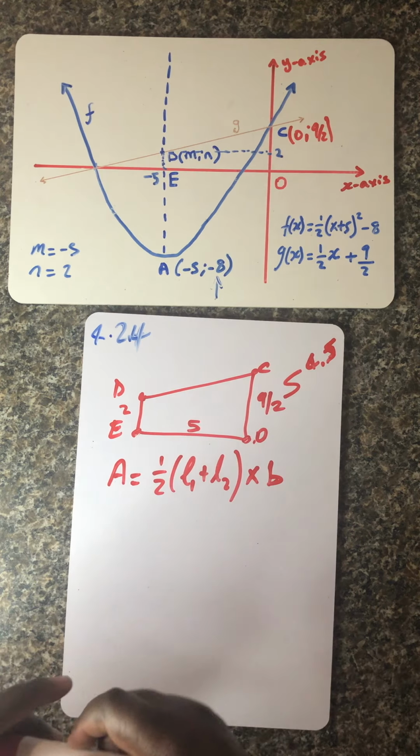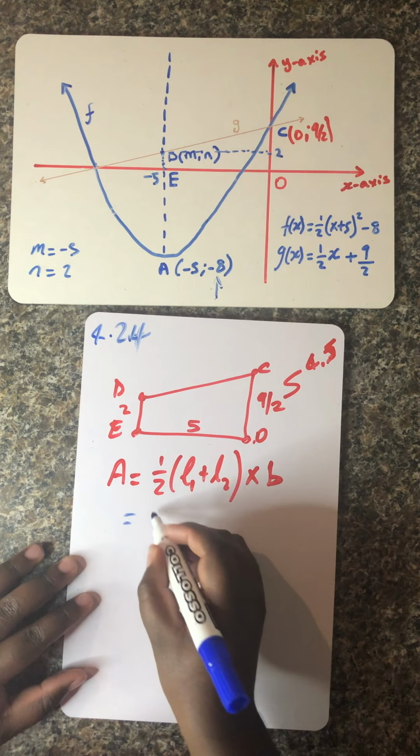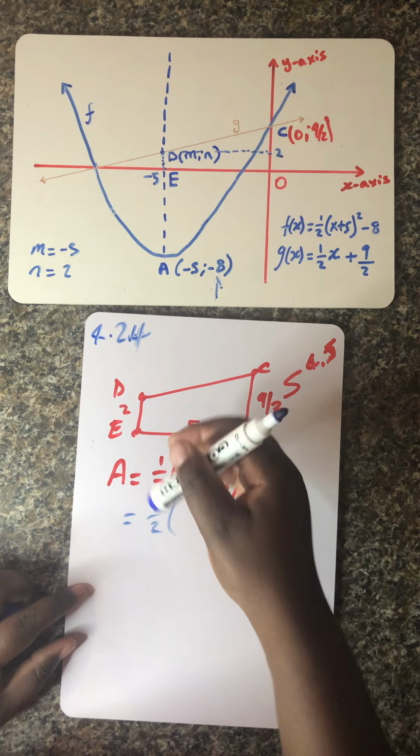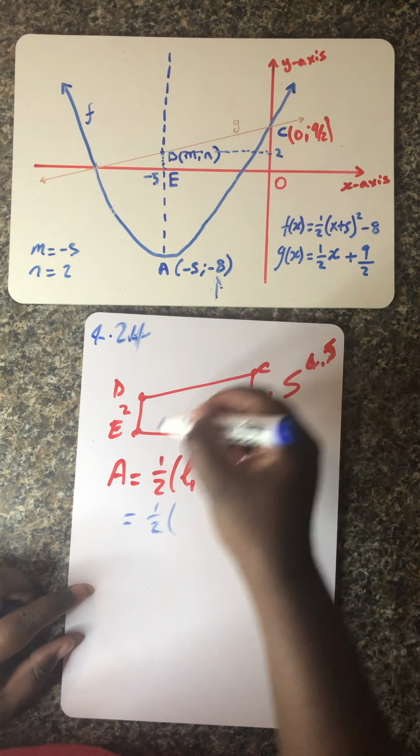So guys, can you now see that we're able to calculate that area? This is 1 over 2 into the first length. It could be one of these. It doesn't really matter if you start with that length or this length.